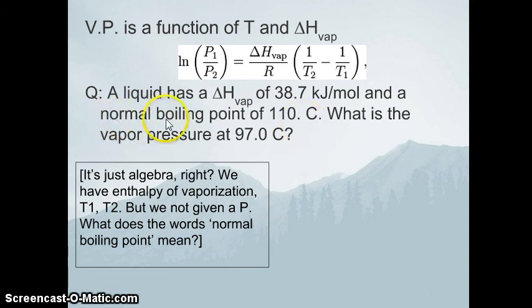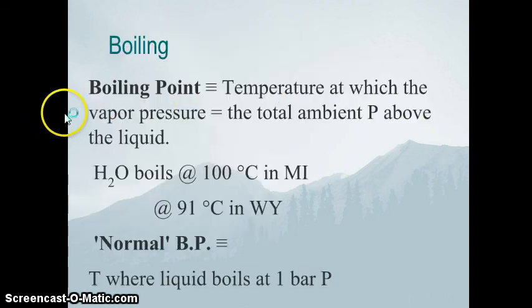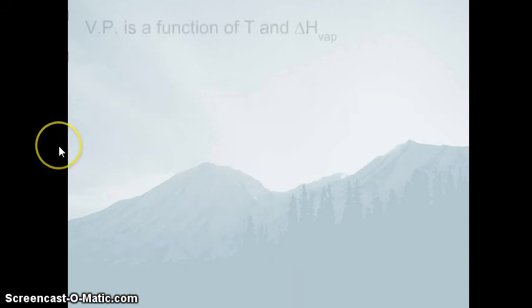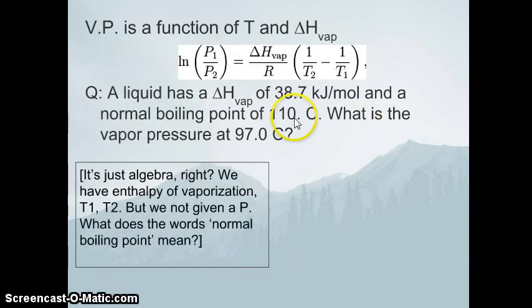We're told that the normal boiling point is 110 degrees Celsius. And remember, the normal boiling point is the temperature at which the liquid boils at one bar pressure, which means the vapor pressure is 1 bar. So what does that all mean? Well, that means that the vapor pressure of this solution at 110 degrees Celsius is 1 bar pressure. That's the definition of normal boiling point.